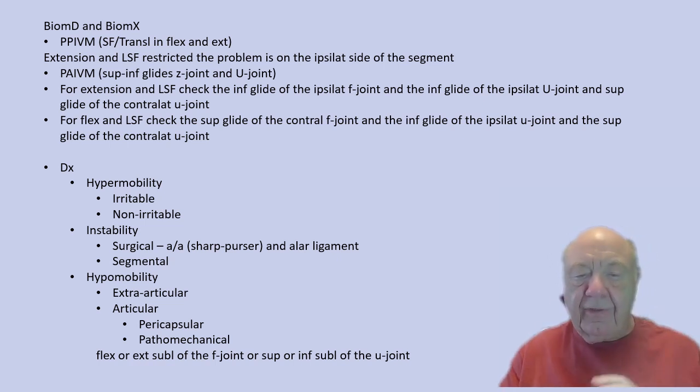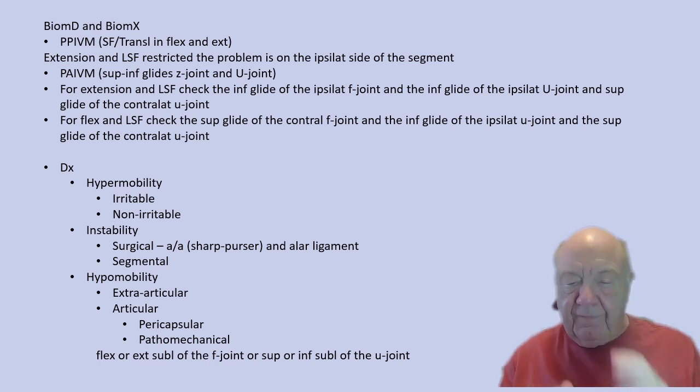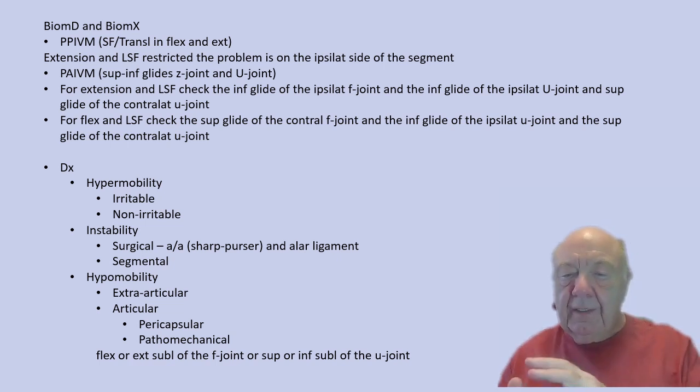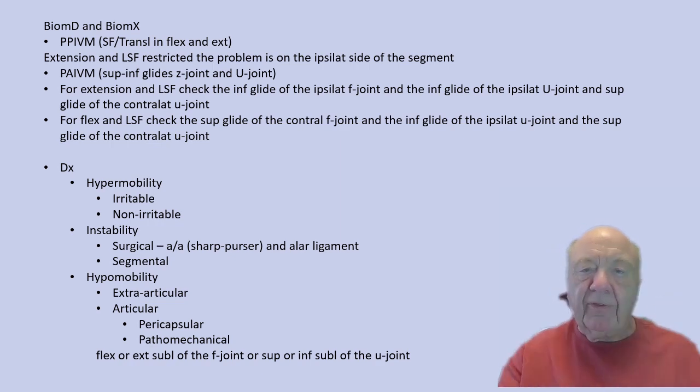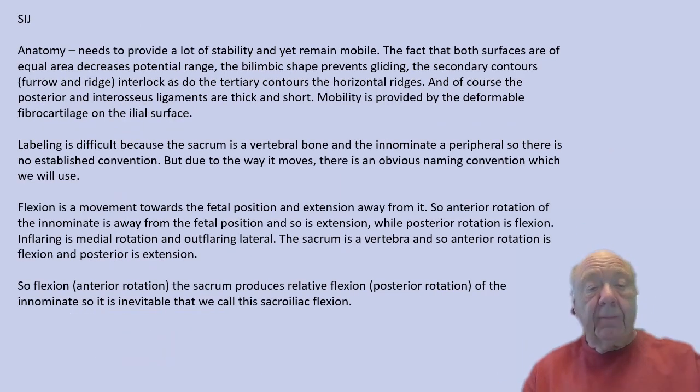Flexion or extension, subluxation of the facet joint, or a superior and inferior facet subluxation of the uncovertebral joints. Simple as that. And finally, the other major topic we talked about was the sacroiliac joint, the anatomy, and the movements and the labeling of those movements. So the anatomy, we said that basically this joint needs to be very, very stable.